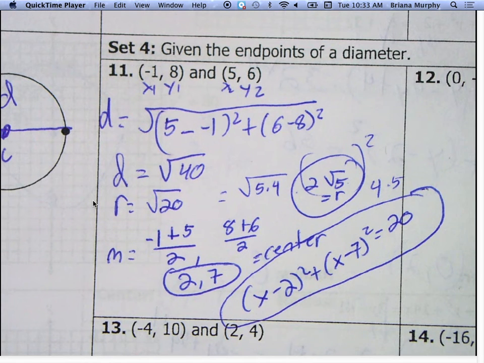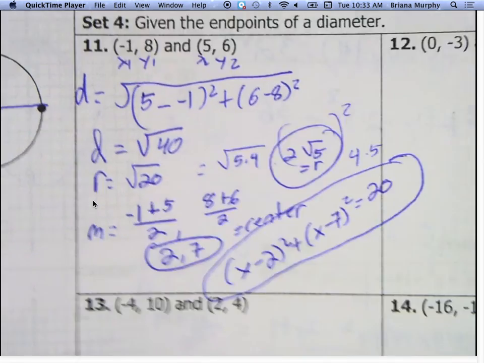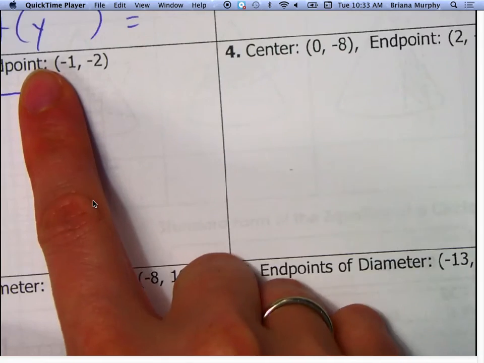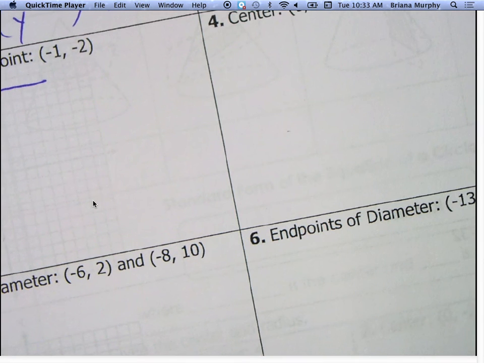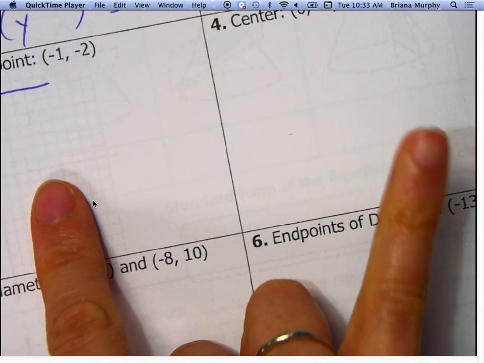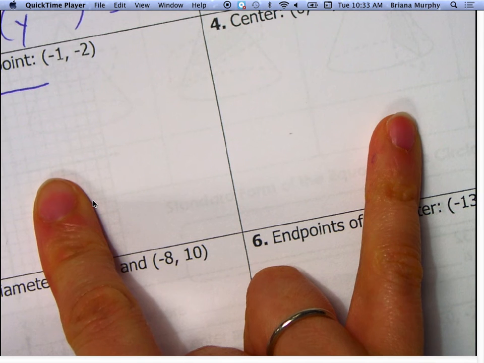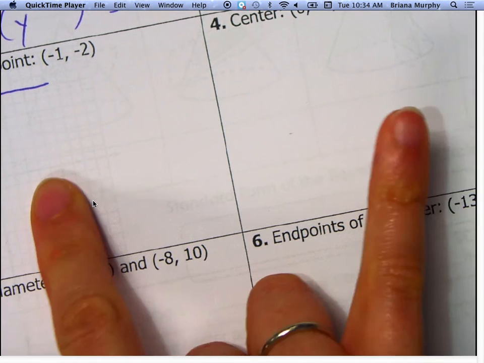Okay? If we look at your homework right now, number 1 and 2, you're given a center and a radius. That's just like the first ones. 3 and 4 are like the back, number 7. I've given you a center and endpoint, so you're going to have to use the distance formula.